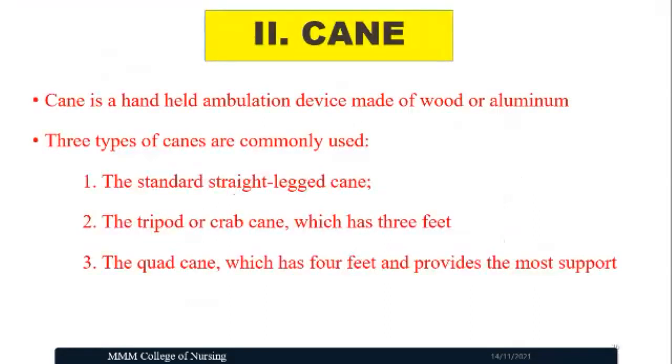The next type of ambulatory device is the cane or stick. A cane is a handheld ambulatory device. It is commonly made of wood or aluminium. There are three types of canes commonly used: the standard straight leg cane, the tripod or crab cane, which has three feet, and the quad cane, which has four feet and provides the most support.